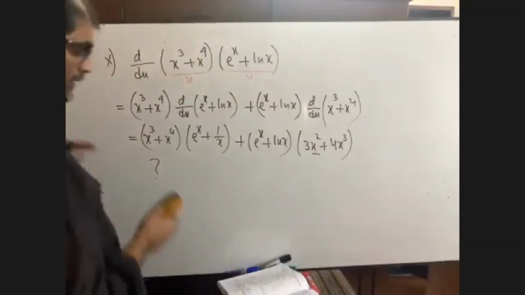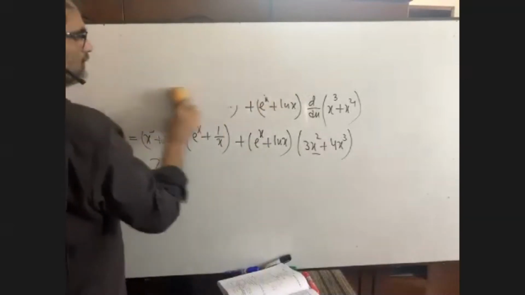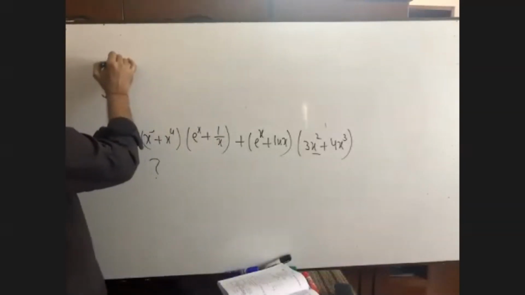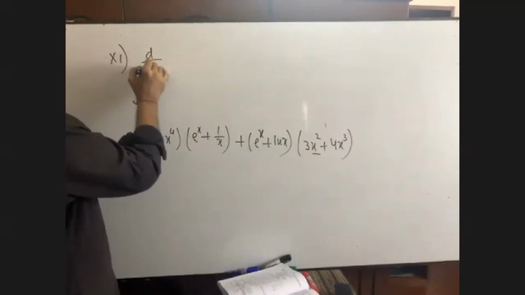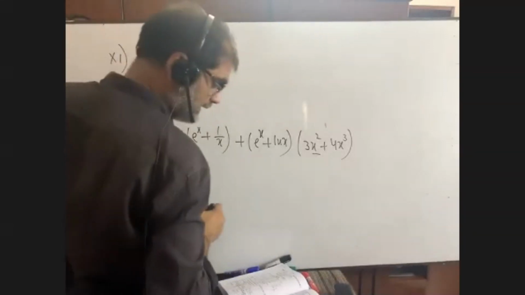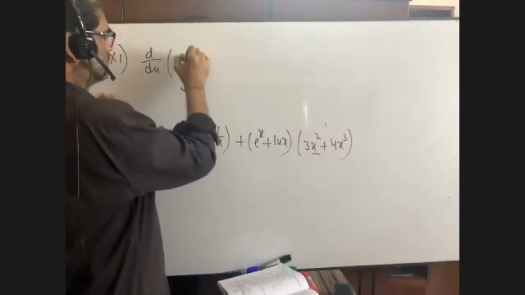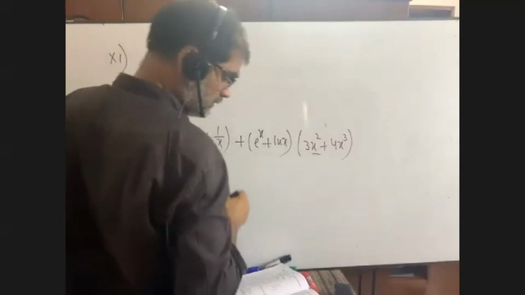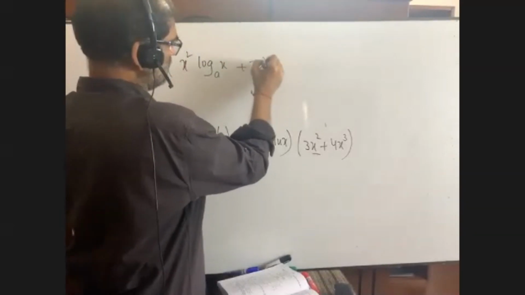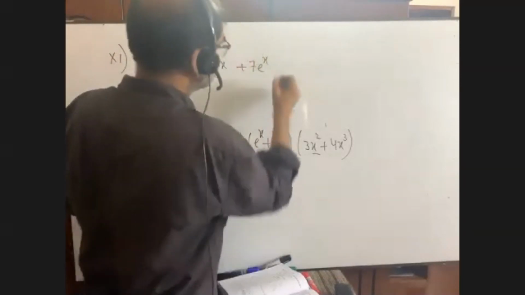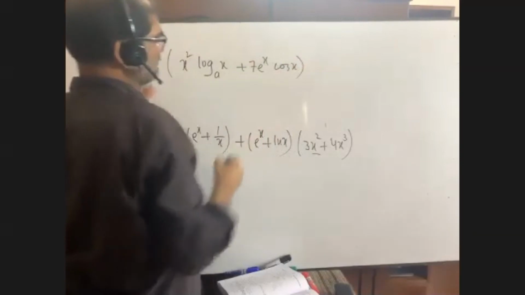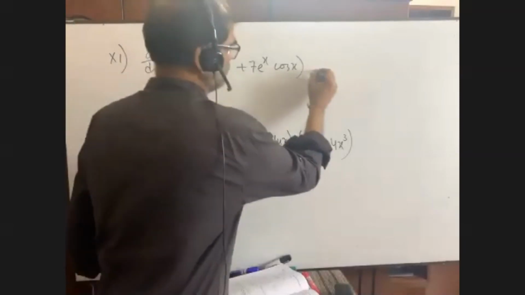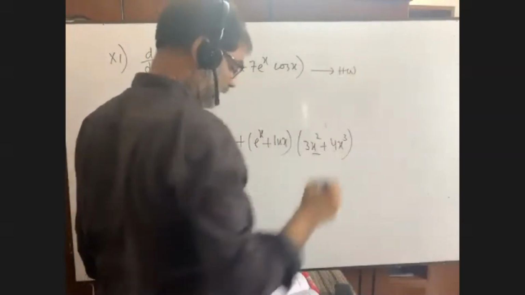Next math. Number 11. d by dx of x square log a base x log. Sir, in the previous math, if x is not taken common and left there, is that also correct? You will get full marks. Okay. Question number 11. You will do it at home.